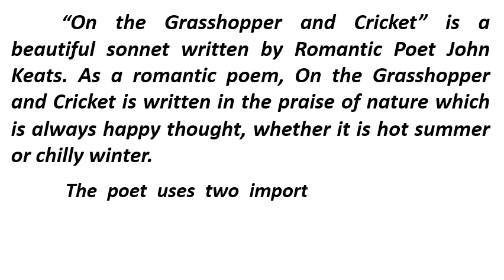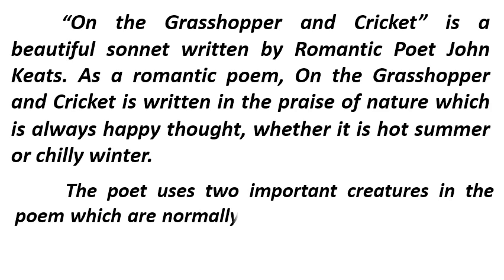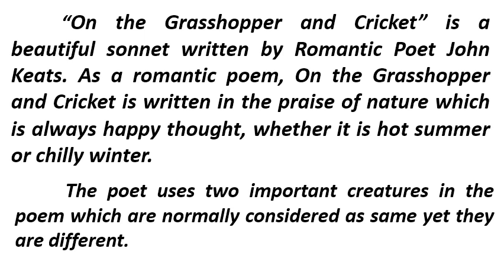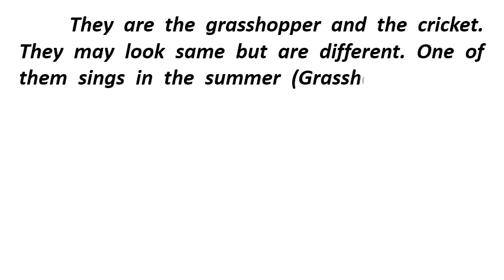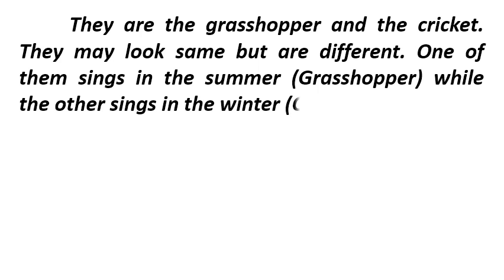The poet uses two important creatures in the poem, which are normally considered the same, yet they are different. They are the grasshopper and the cricket. They may look the same but are different. One of them sings in the summer, that is the grasshopper, while the other sings in the winter, that is the cricket.